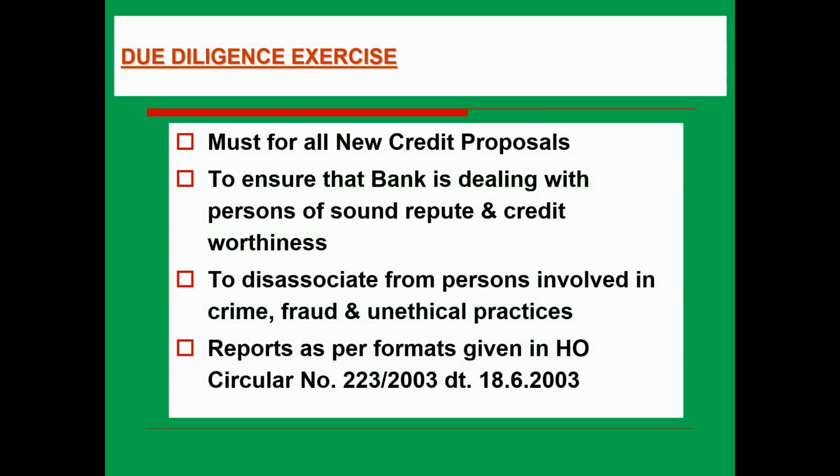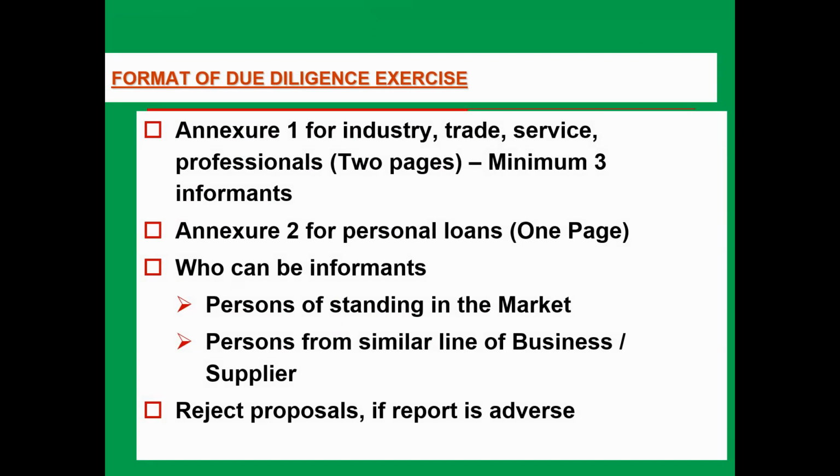So these are some of the checks on new credit proposals to ensure banks deal with persons of sound repute and creditworthiness. So we have to stay away from people involved in crime, fraud, unethical practices. These are some of the annexures. Persons of standing in the market, persons from a similar line of business, we can take references from them and we can reject the proposals if the report is adverse. That is the due diligence report.